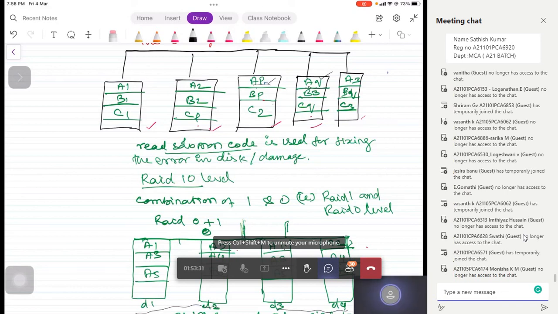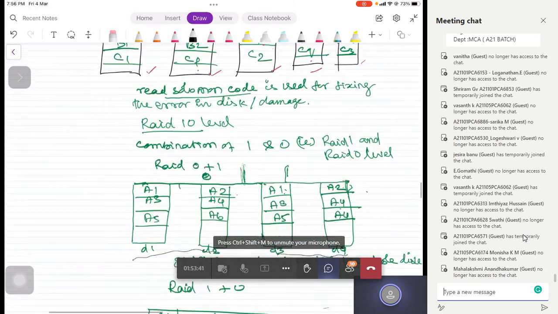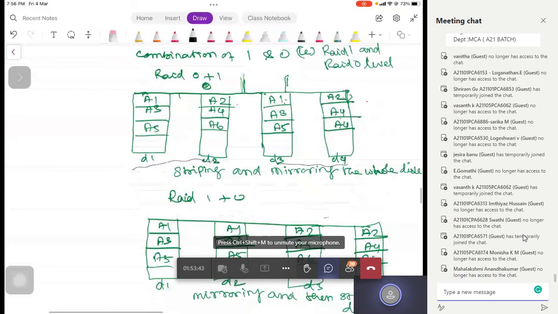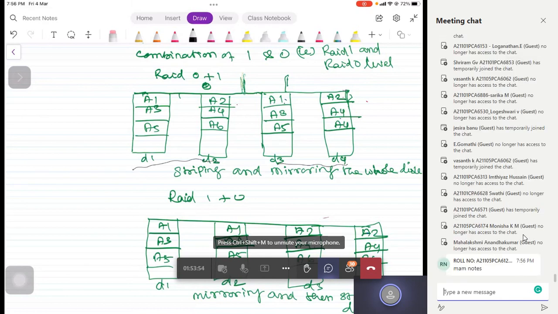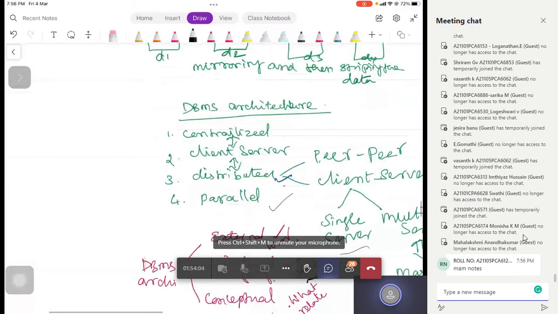In 0 plus 1, A1, A2, A3, A4, A5 and A6 are striped, and level 1 just mirrors them, A1, A2, A3. Otherwise in 1 plus 0, A1, A1, A3, A3, A5, A5, A2, A2 and so on: mirroring first and then striping the data. This is more useful than the others, but it is expensive; it is the safest one, and recovering is very easy.